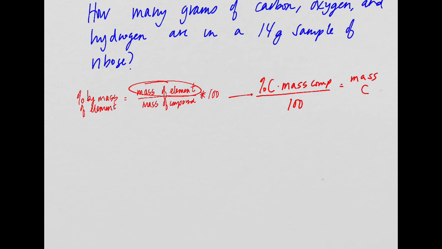So let's look at that. We have 40% carbon times the mass of our compound, which is 14 grams, divided by 100 to make it no longer a percentage. This is going to give us the mass of carbon. This gives us 5.6 grams of carbon. We can do the same thing now with oxygen.